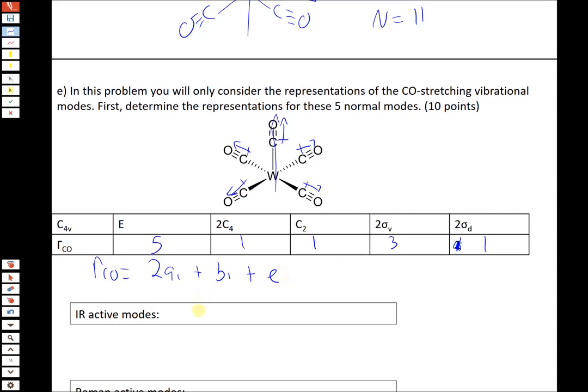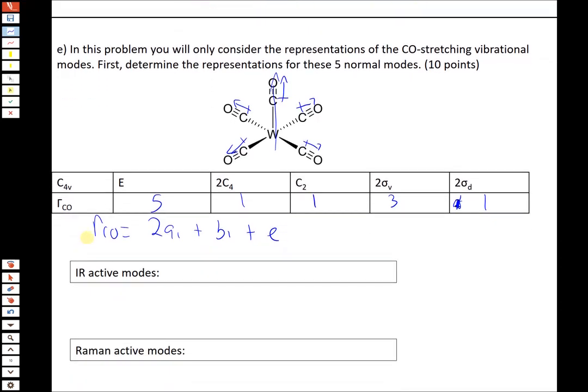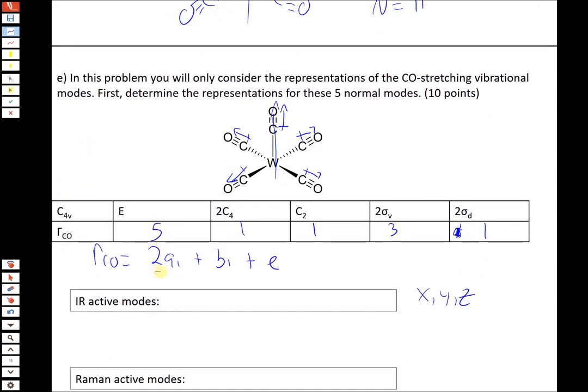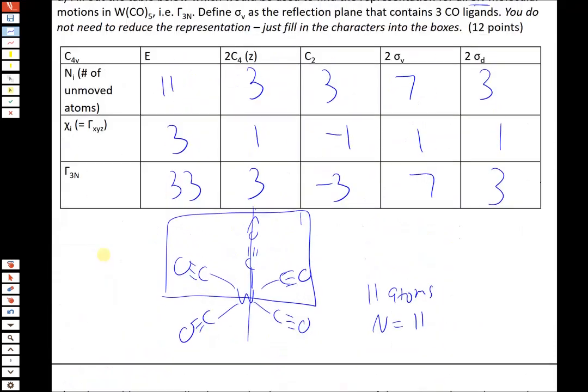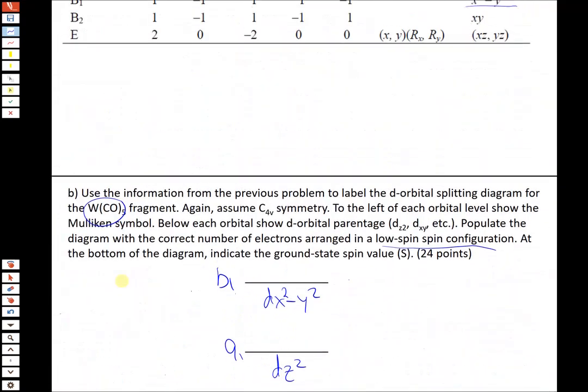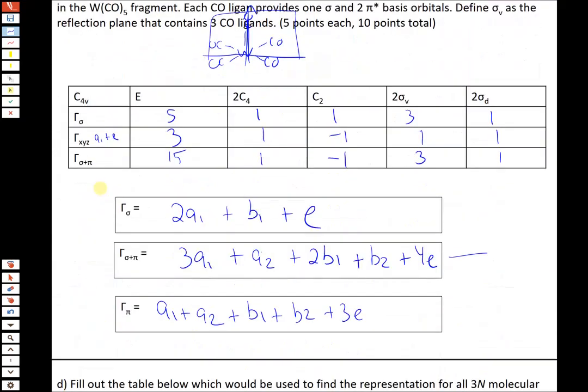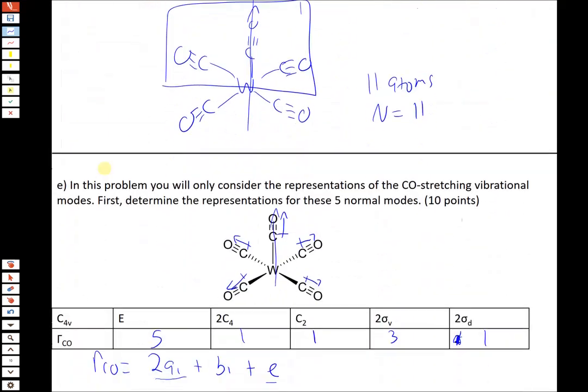And then to find the IR active modes and the Raman active modes, you have to go back to the character table. So IR active modes are going to transform as X, Y, or Z. As we've already determined, X, Y, and Z on the character table for C4v transform as A1 and E. Again, to verify that, go back up to the character table. Z is A1, X and Y are E. So any mode that has A1 or E representation will be IR active. That's the selection rule for infrared.